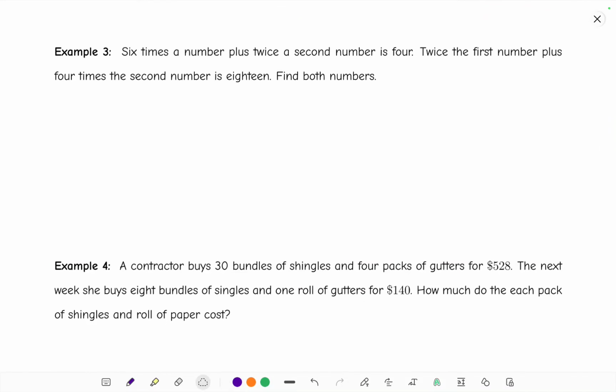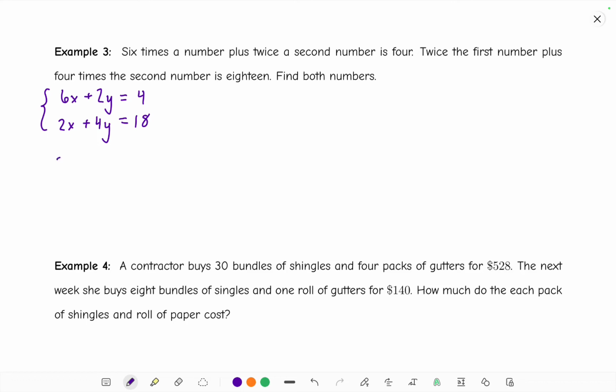Example 3. This is a number problem where you just translate the sentences directly into your equations. So the first sentence says 6 times a number, so that would be 6x, plus twice a second number, so that would be 2y, is 4, that means equals 4. Then the second sentence, twice the first number, so 2x, plus 4 times the second number, so plus 4y, is 18, so equals 18. And we want to find both numbers.